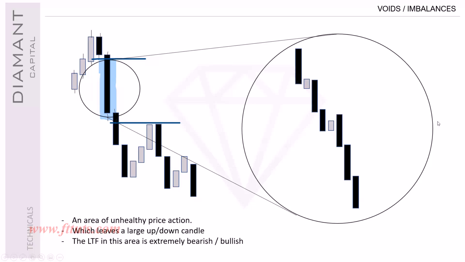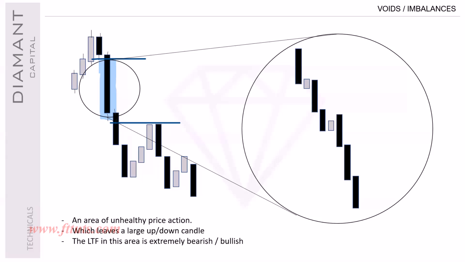Now, if you were to look at this on the lower time frame, what you would see is a straight down move. Honestly, there would be barely any pullback. If this is a 1 hour candle, you might get a few minutes where you see a bit of up movement, but it's very minimal. This is unhealthy price action because you've got such a large gap in the market with no orders of up or down candles. You've just got a massive move in that direction.